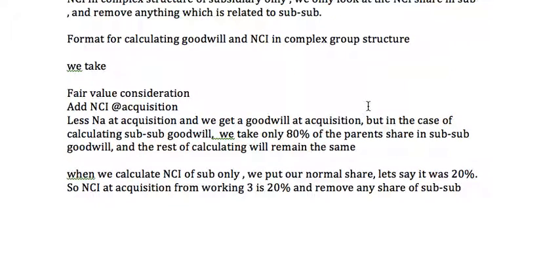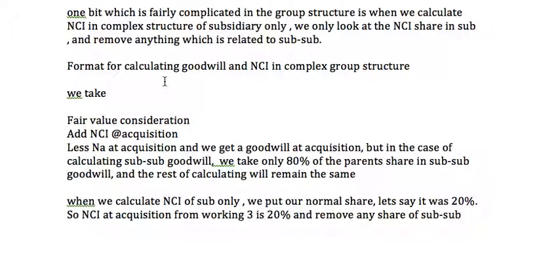So next we are going to look at the format for calculating goodwill and NCI in complex group structure. So first we take fair value consideration. It's like the normal basic calculation of a subsidiary, and then you add NCI at acquisition, you less net asset at acquisition, and then on the other side we calculate the goodwill of a sub-sub because the parent has some direct control in the sub-sub.